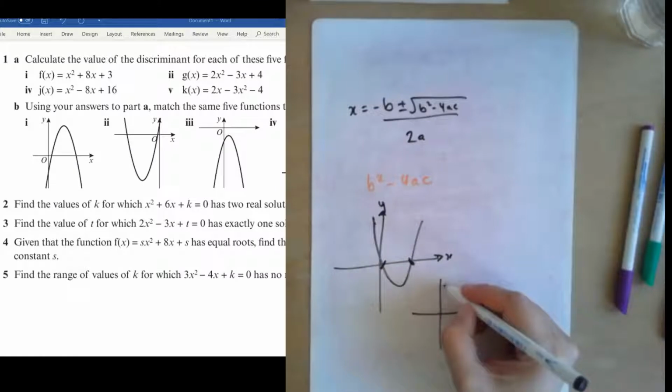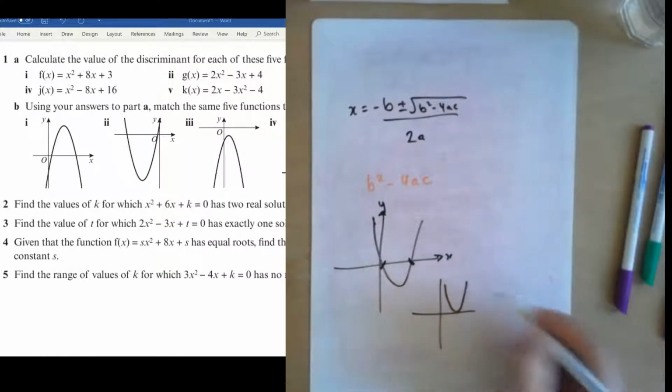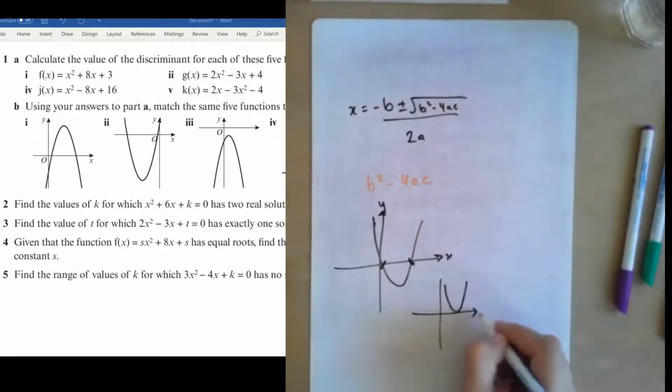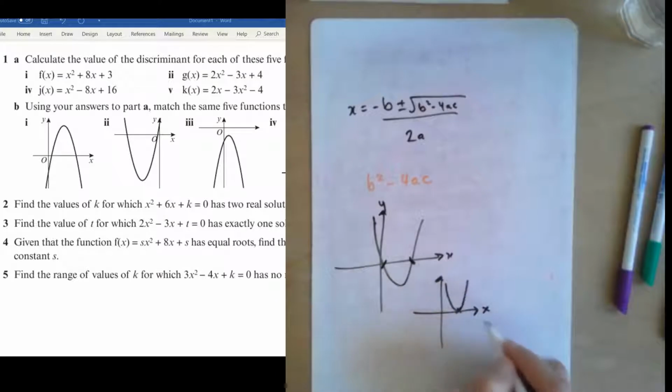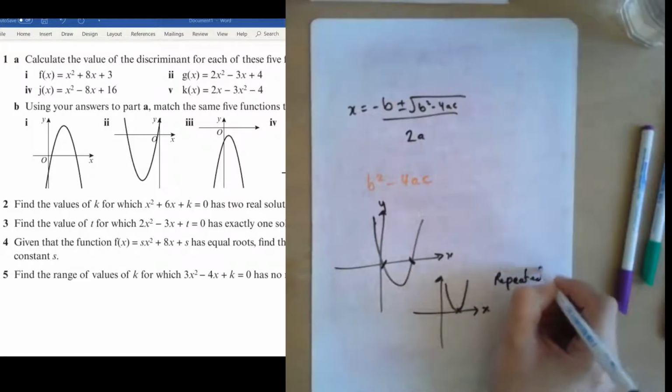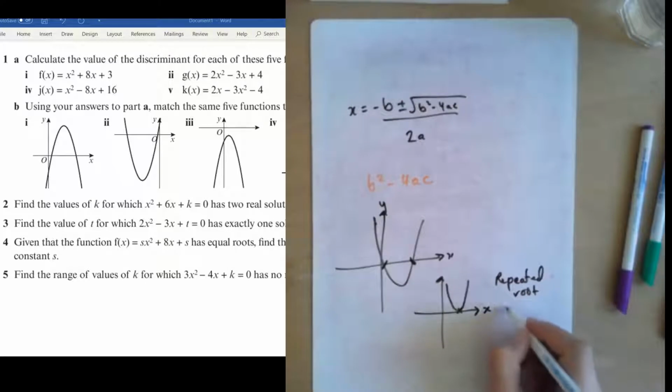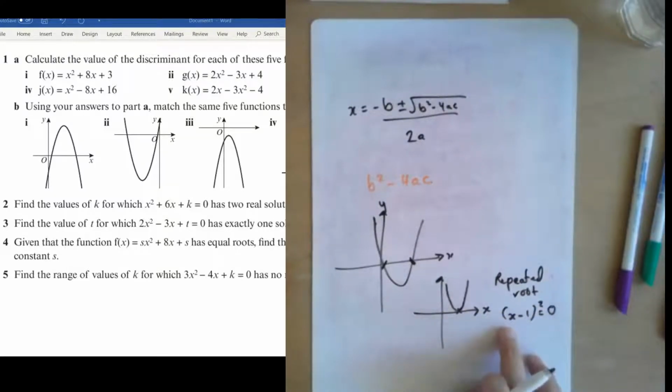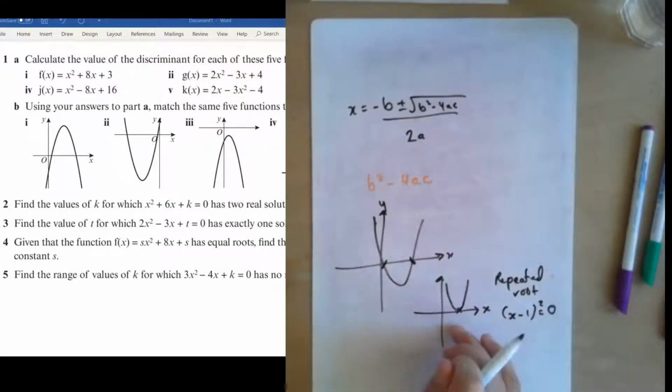If I have this, what's my root? Where does it cross the x-axis? It crosses the x-axis at this 1 root. So I don't know whether you recall where I was talking about a repeated root, because you might have something like this. And so it's the same root twice. So it's a repeated root. So that would be a 1 root or repeated root.